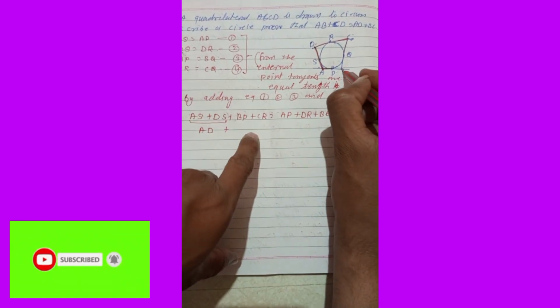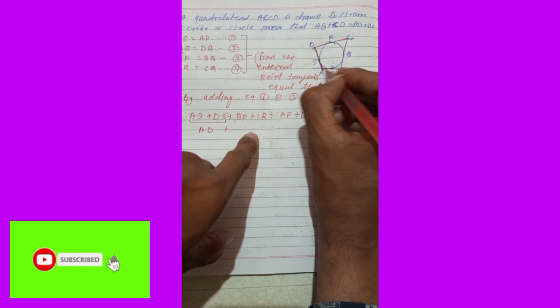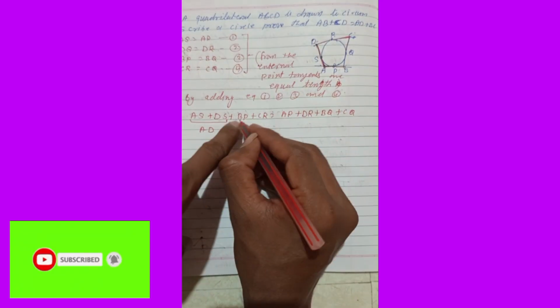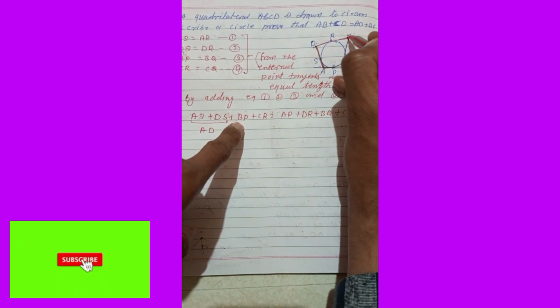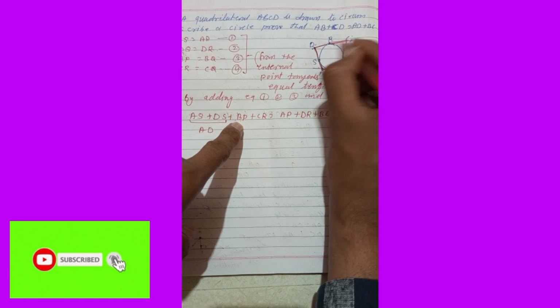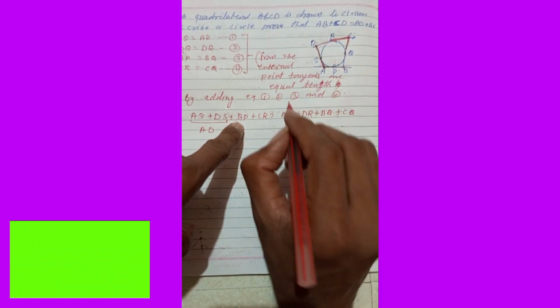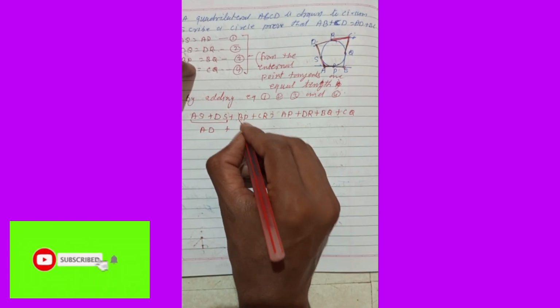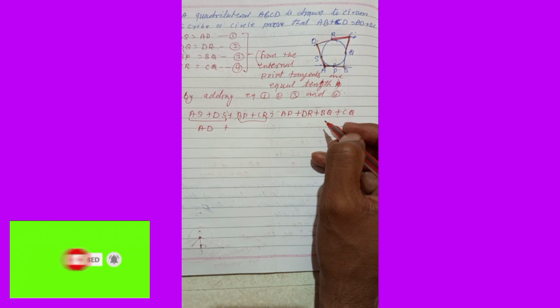Plus BP, BP, this one, plus AP, this side also AP. BP plus AP, that side, otherwise CR and CQ. If you add CR and CQ, this side equal means you can write this side also. So this one and this one.